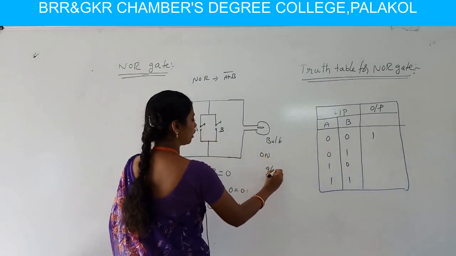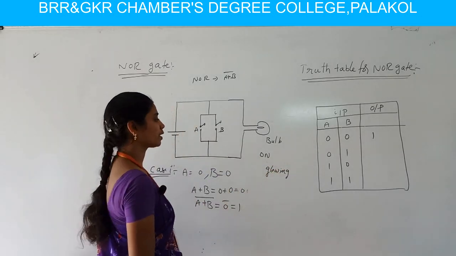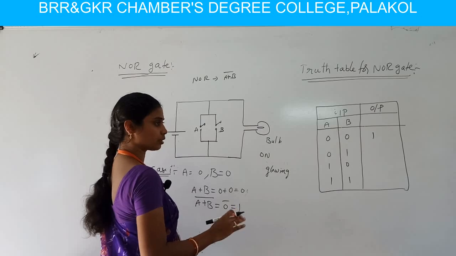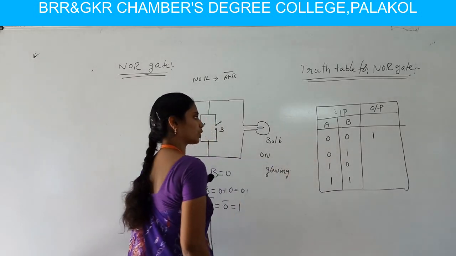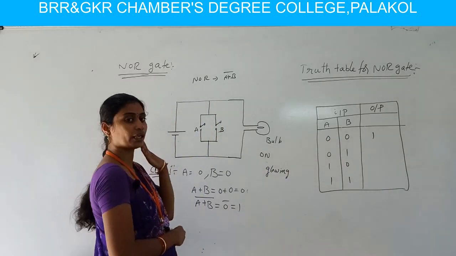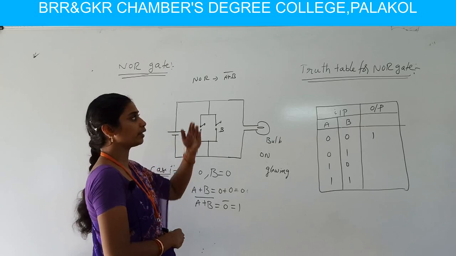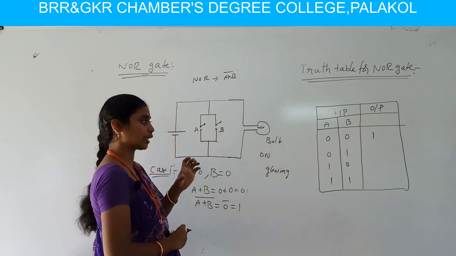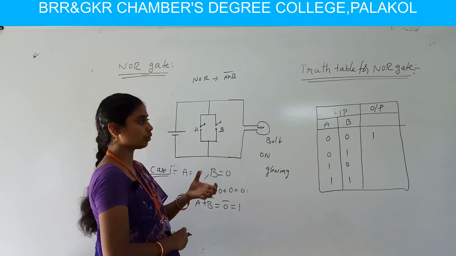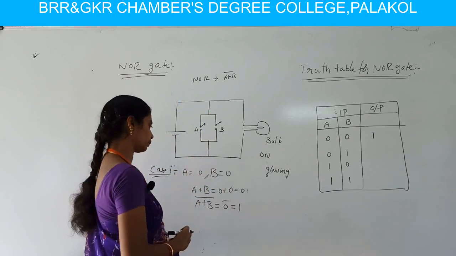Whenever we observe in the circuit that the bulb is glowing, it means the output is in high logic level state. Here the input we are giving is low logic level. So the NOR gate, which is nothing but an OR gate followed by a NOT gate, gives the output as high logic level for the inputs 0, 0.